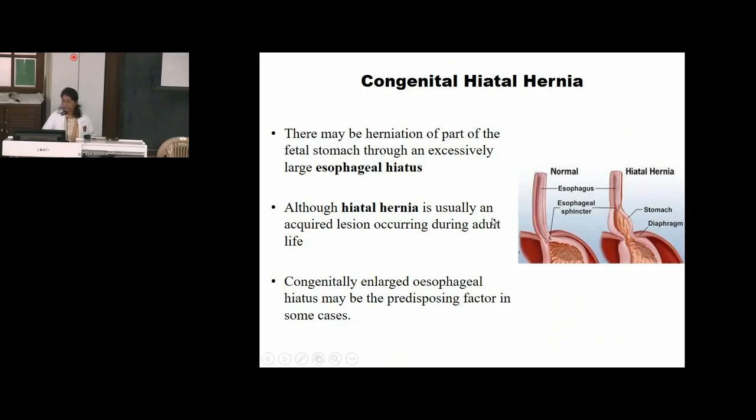Although hiatal hernia is usually an acquired lesion that occurs in adults, whereas the other things we have seen occur in babies. Here, what is the predisposing factor? An enlarged hiatus. An enlarged opening may be the predisposing factor.